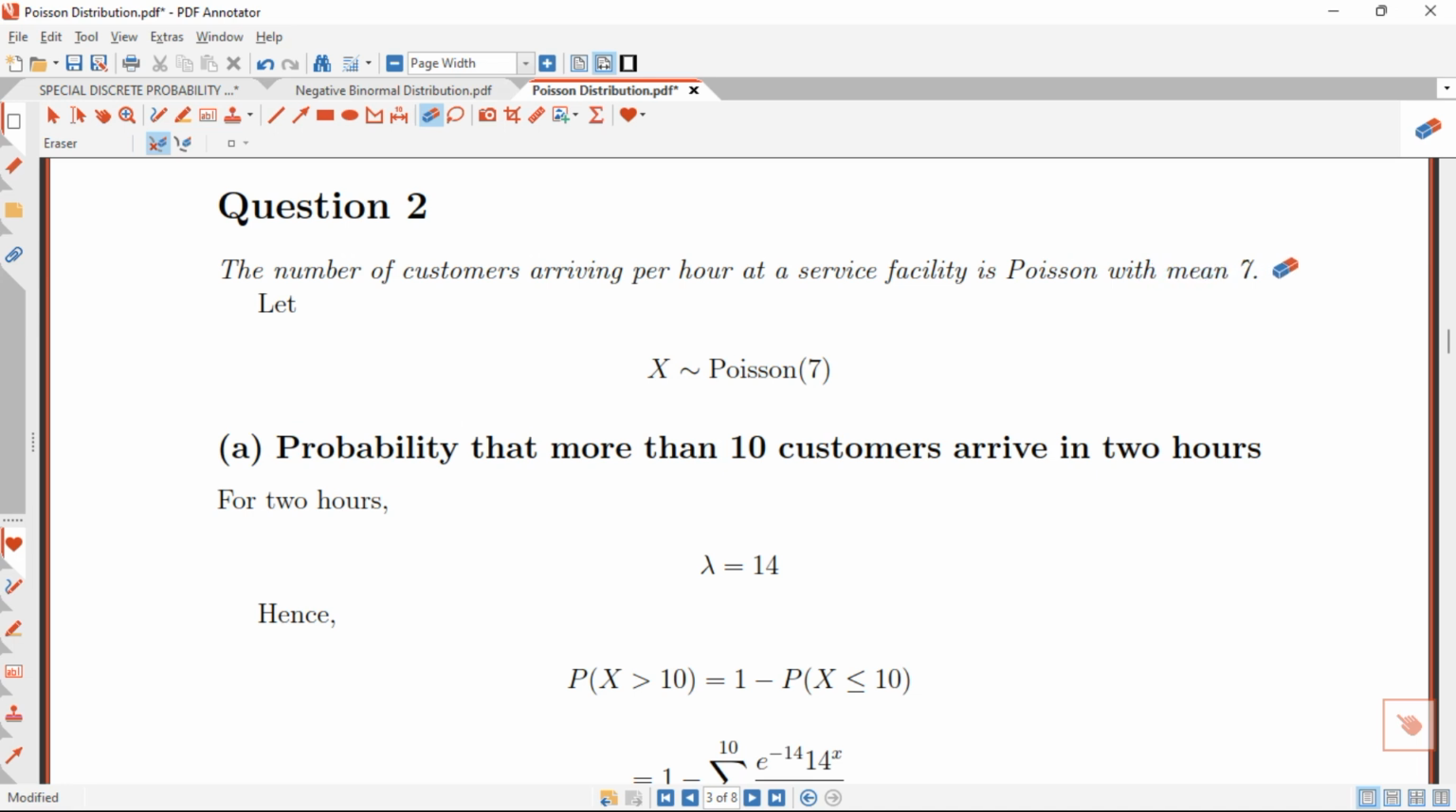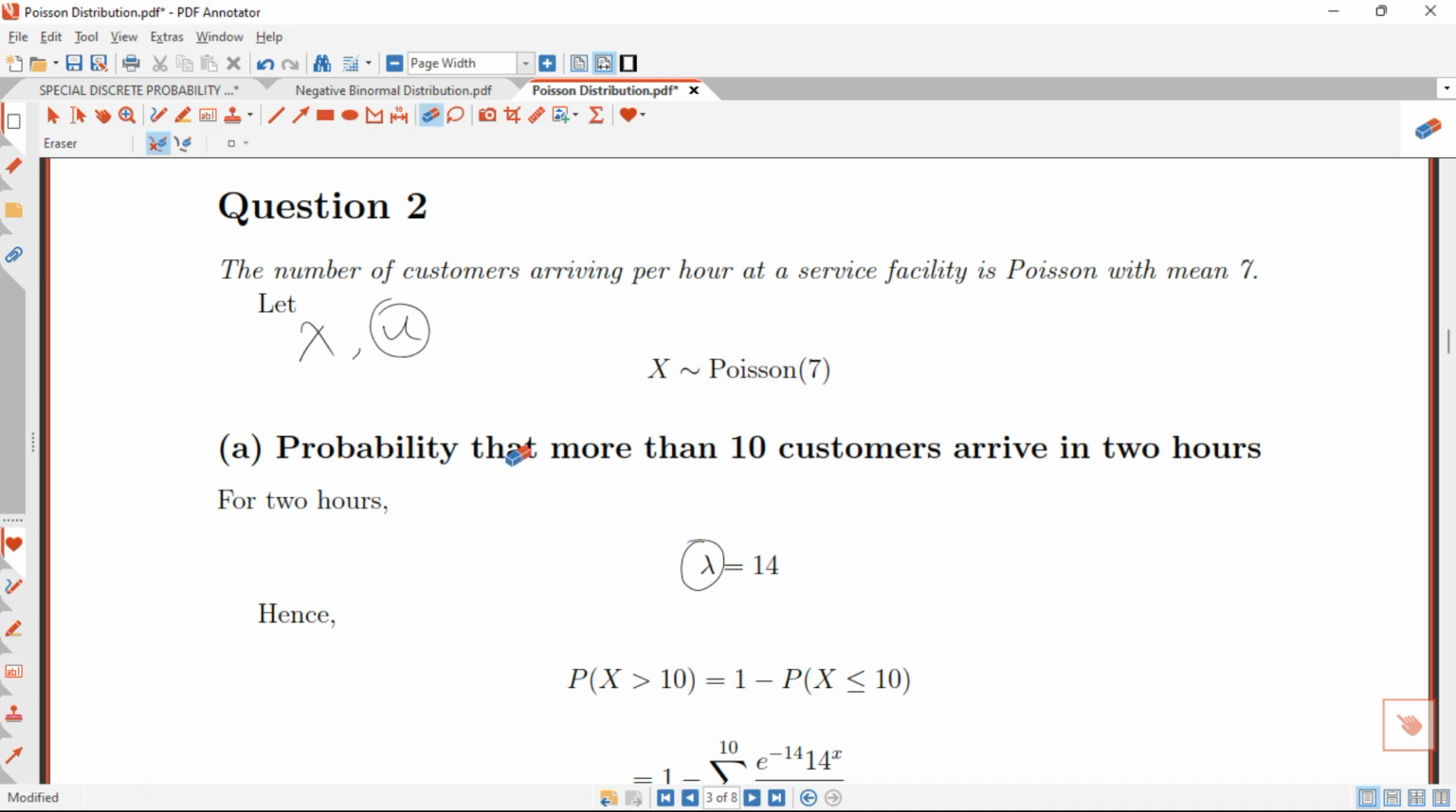Our next question says that the number of customers arriving per hour at a serving facility is Poisson with a mean of what? 7. So here we have been given our mean to be 7. Please, if you see the lambda, don't get confused. The PMF can be written in 2 forms. Either we can use lambda or what? Mu. For this slide I chose to use lambda, but usually I keep on using mu, so that you do not get confused. Here our mean was given to us to be 7.